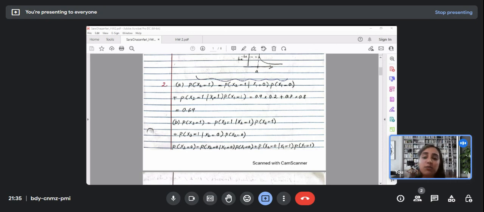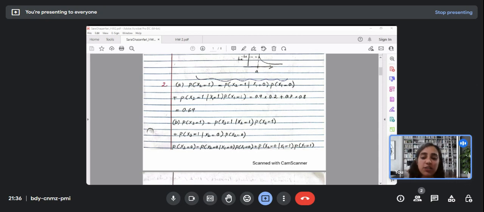In part B, we want the probability of x3 equal to 1. So here we should again use the Bayes rule, and we can write the conditional probabilities for x2. I mean, we write the probability of x3 given x2. But here we don't have the probability of x2 equal to 0. We actually calculated the probability of x2 equal to 1 in the previous part, but we should calculate the probability of x2 equal to 0.